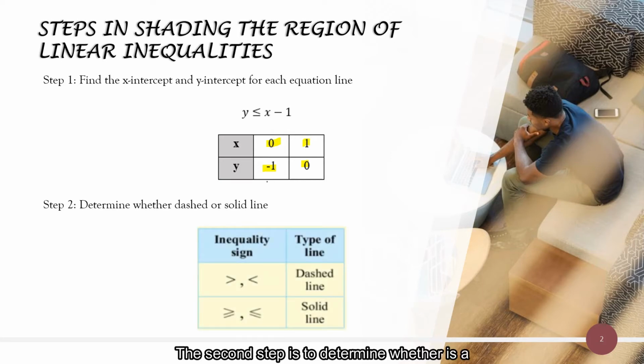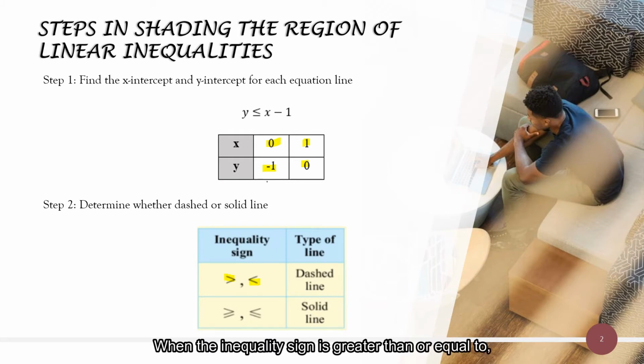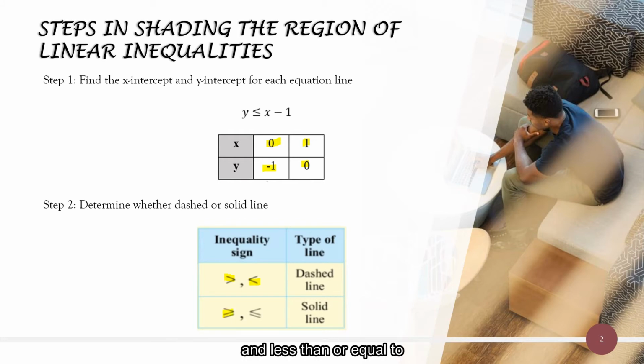The second step is to determine whether it's a dashed line or a solid line. When the inequality sign is greater than or less than, it is a dashed line. When the inequality sign is greater than or equal to and less than or equal to, we will draw a solid line for the equation.